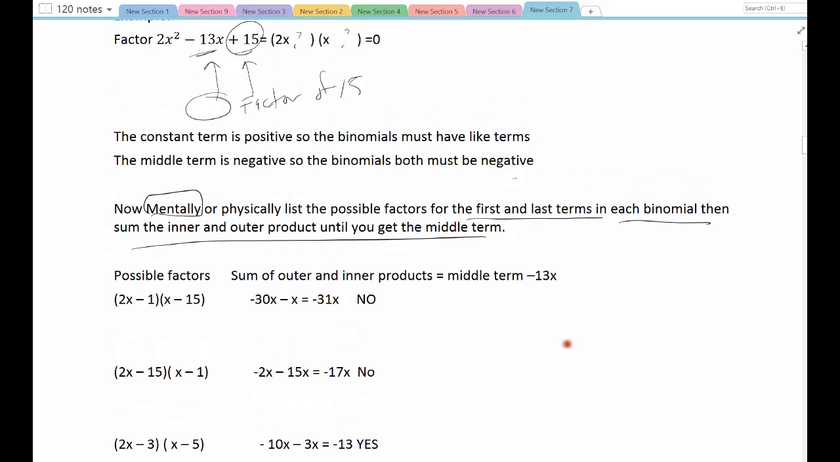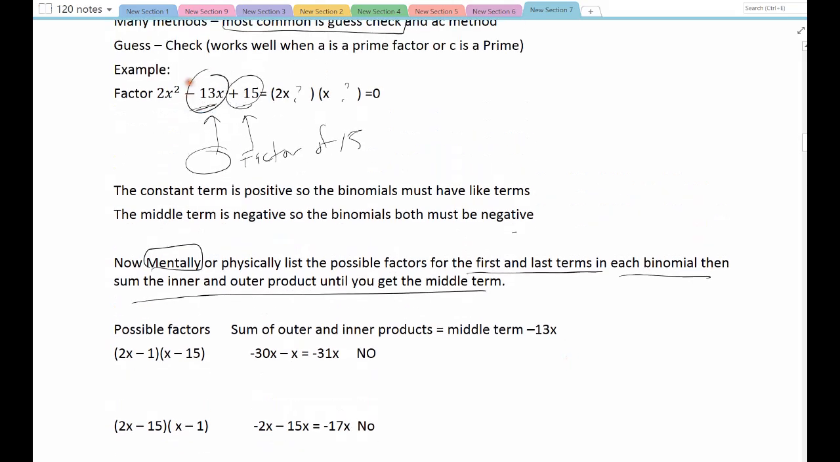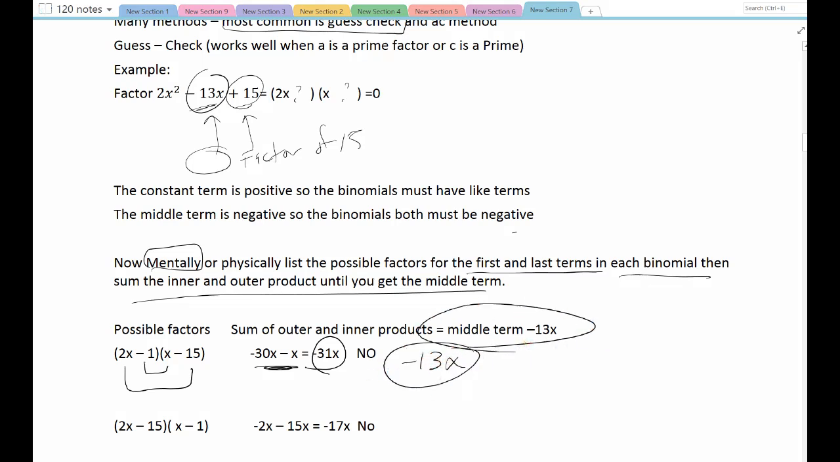And then I check my middle terms to see if I get that negative 13 in the middle. Again, I check my inner and outer. My inner here would give me a negative x. My outer would give me a negative 30, right? That's where these numbers are coming from. Well, that adds up to negative 31. That's not the middle term. I need a negative 13x, right? So that doesn't work, so that's not correct.